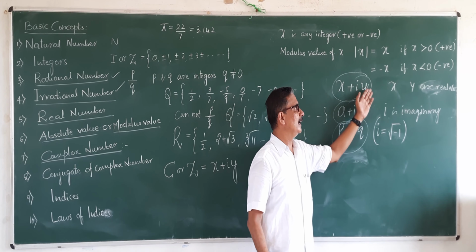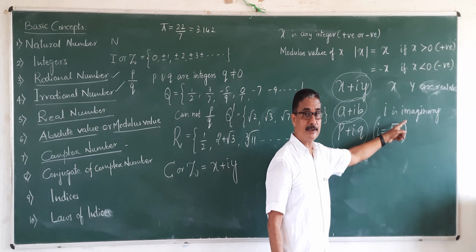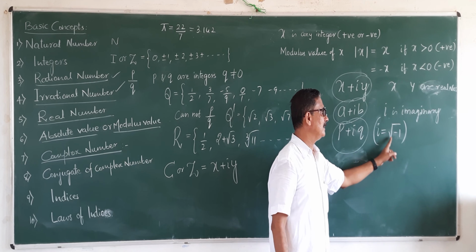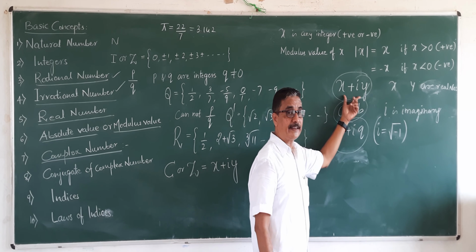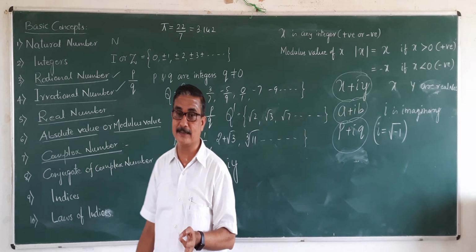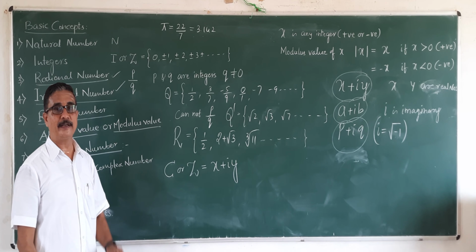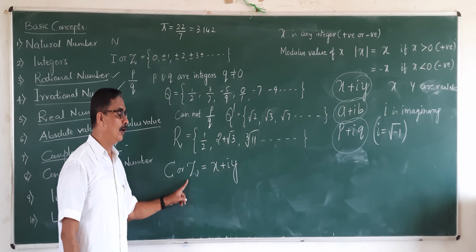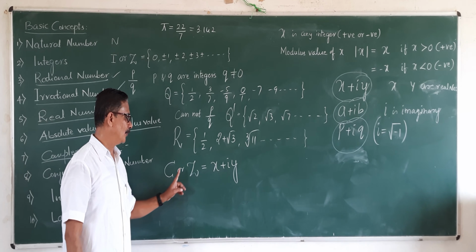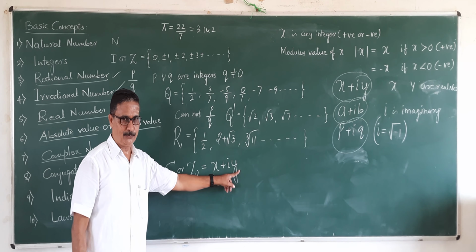So x and y are real numbers, i is imaginary, the value of i is equal to under root of -1. This expression is known as complex number. The set of complex numbers is denoted by the letter C or Z. Therefore C or Z is equal to x plus iy.